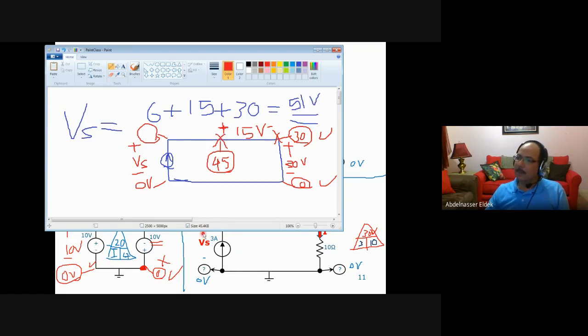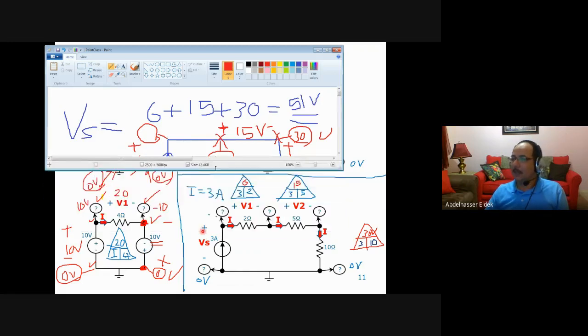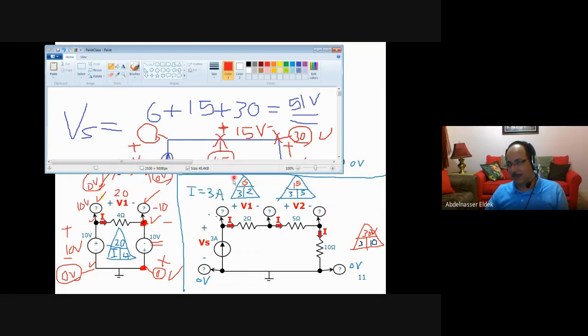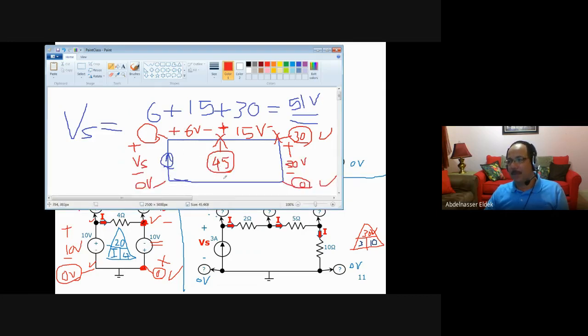Next, if you look at the last element, it is 6 volt. You see, it's 6 volt. So it's 6 volt here. And this one is negative, this one is positive. Okay, so if this one is 45, this one will be what? Will be 51. Now we can see 51 minus 45 is 6.